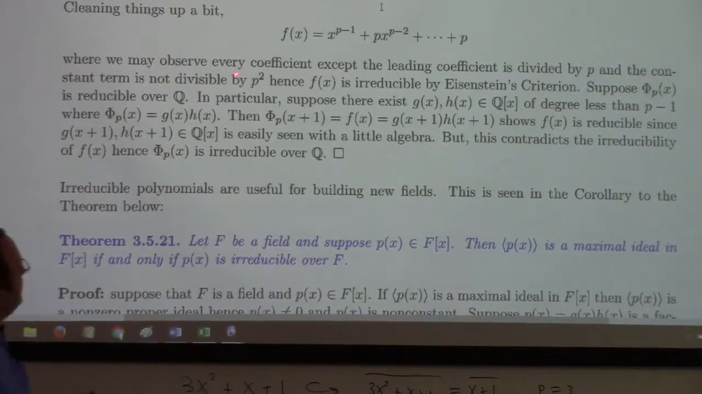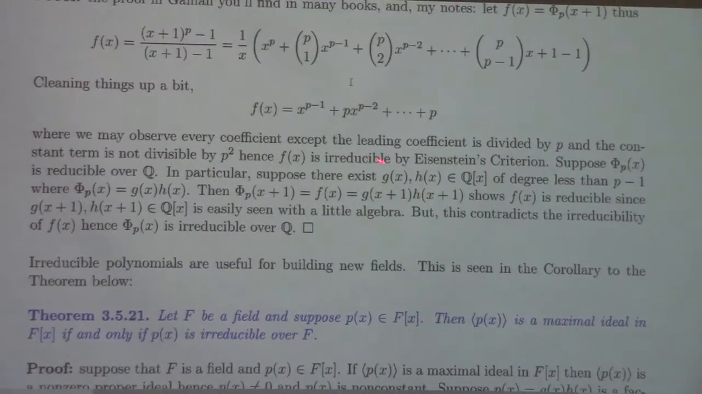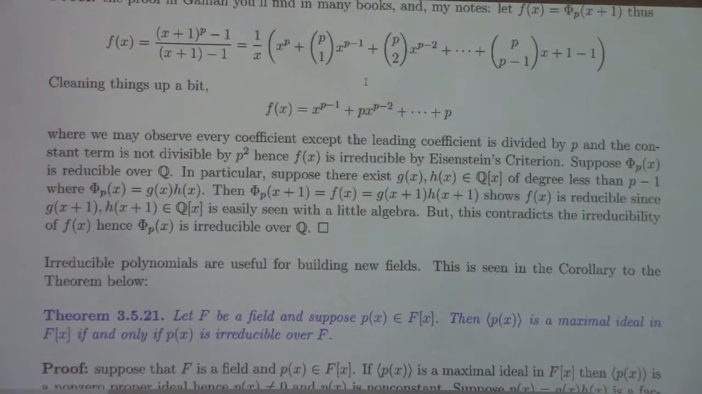So cleaning things up a bit, we have f of x is x^(p-1) + p x^(p-2) + ... + p. We'll check it out. The leading coefficient is 1. p does not divide 1, right? If p is a prime, 2 or greater, any prime really, then p does not divide 1, but p will divide all these other coefficients. When you look at the structure of the binomial coefficients, they all have a multiple of p in them, right? And so all of the non-leading coefficients are divisible by p. p squared does not divide p. By Eisenstein's criterion, this is irreducible.